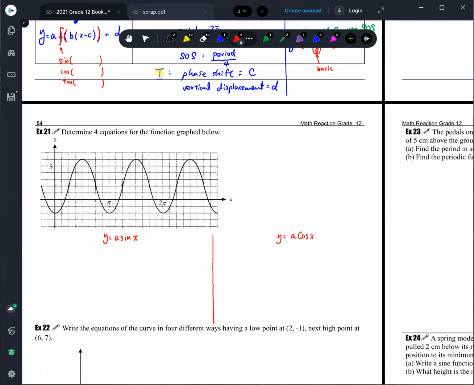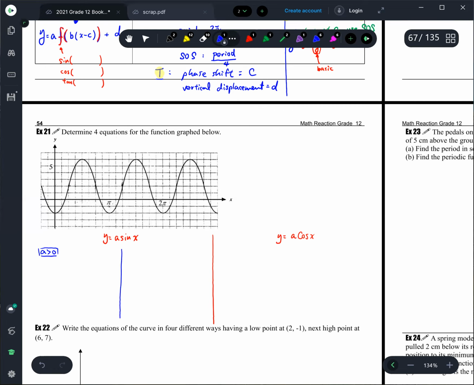Okay, and then we have either the no reflection, A positive, cut in half, A negative. Same thing this side. A positive, A negative. Okay.